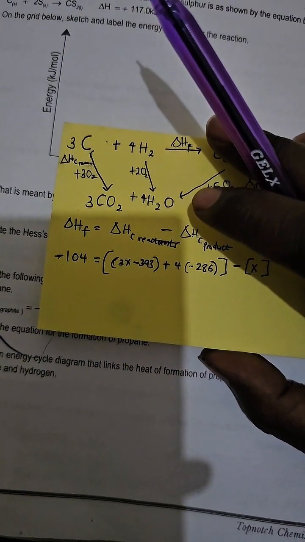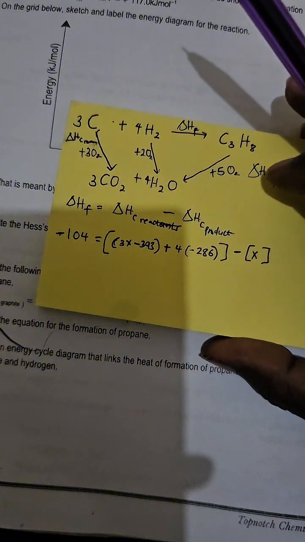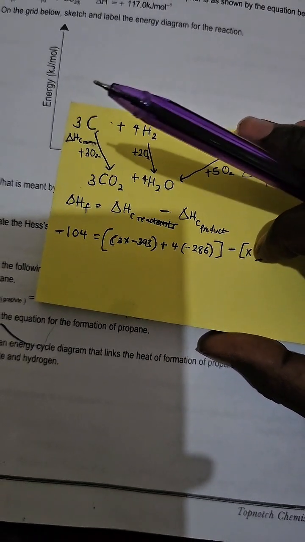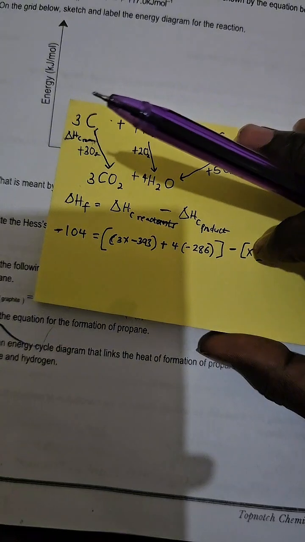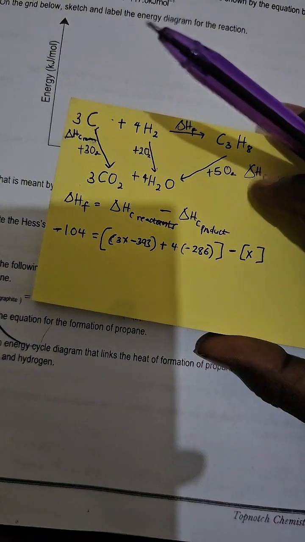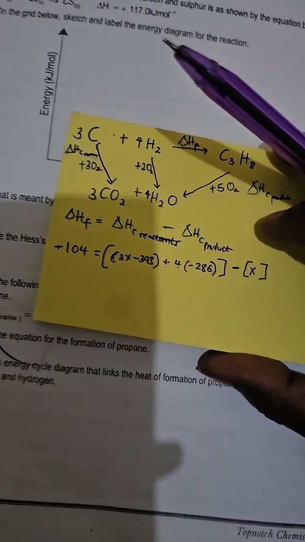So we're going to calculate the enthalpy of combustion of the reactants, and then minus the enthalpy of combustion of the product propane, which we are calculating and whose value we don't know. That is what is going to guide us to get what we are looking for right now. We're looking for the enthalpy of combustion of the product, which is propane, or what we call the standard heat of combustion of propane.